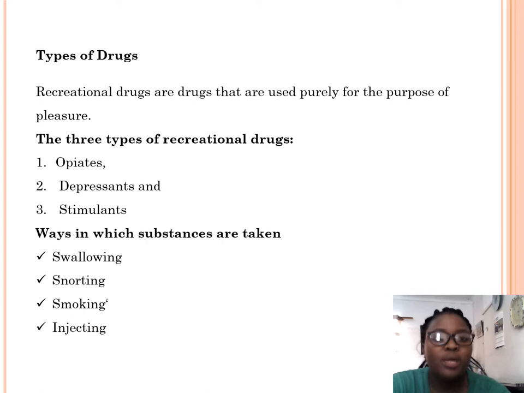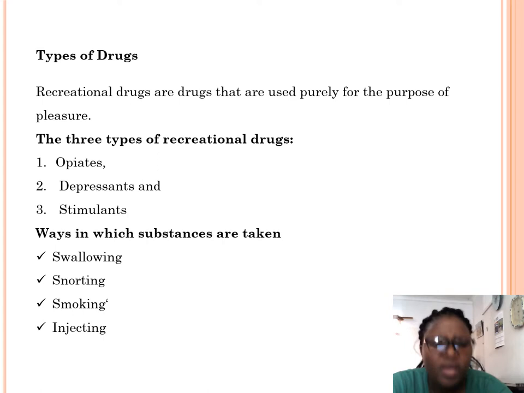Now we're going to talk about the different types of drugs. We have talked about cough mixtures and painkillers. We classify those as medicinal drugs. They are taken because you're suffering from something and they help you feel better. On the other hand, we have what we call recreational drugs. These are purely for the purpose of pleasure. No one is sick here. People are just taking them for fun.